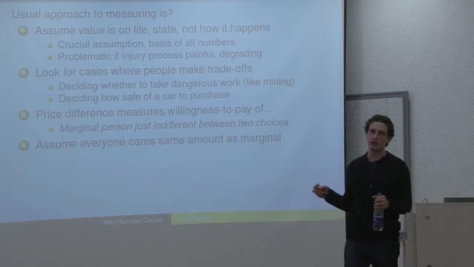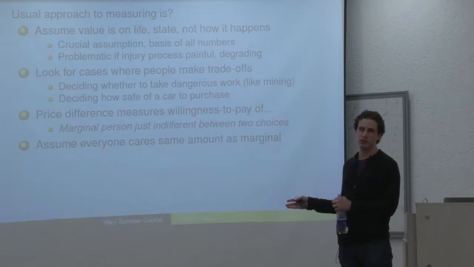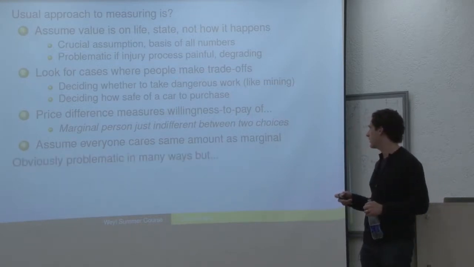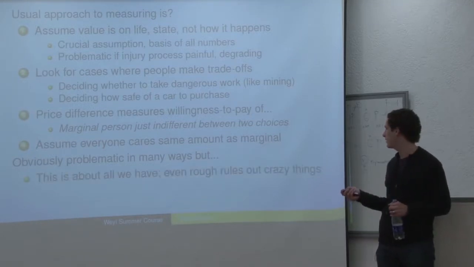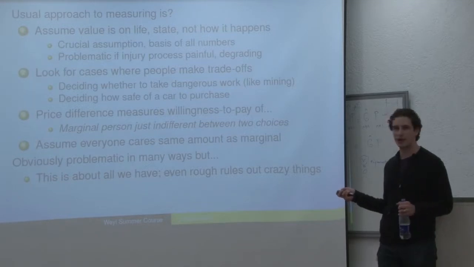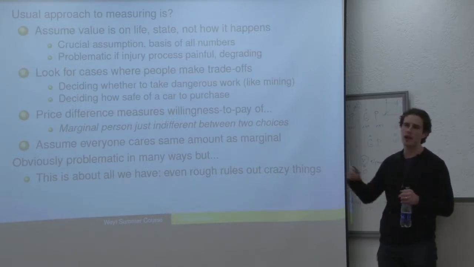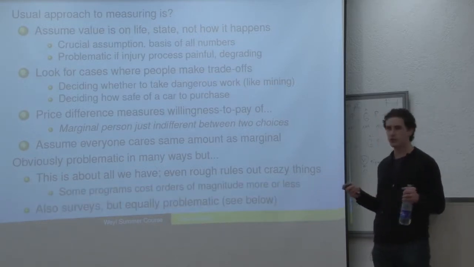Then you assume that everyone values it the same as the marginal person. Because of course there are going to be inframarginal people to being coal miners, inframarginal people to more safe things, but you assume that all those people have the same valuation on their life. Now that's obviously problematic because each one of these assumptions is bad, but unfortunately, it is really all we have to go on. So it gives us a rough sense, maybe not exactly the right number, but at least it can rule out way too low numbers or way too high numbers. So it gives us some sense of the order of magnitude.